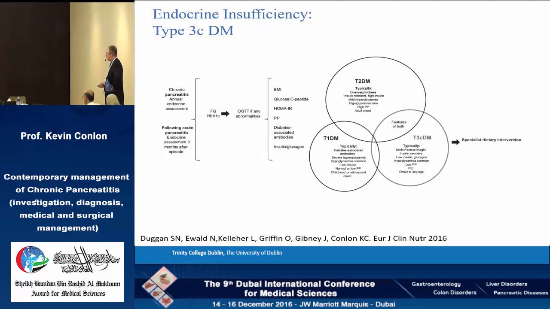And what we see is these patients have an element of type 2 diabetes, an element of type 1. They're usually underweight, which is interesting. They're insulin sensitive. Hypoglycemia is common, and it can occur at any age. So we're now very aggressive in how we actually manage this population of patients.